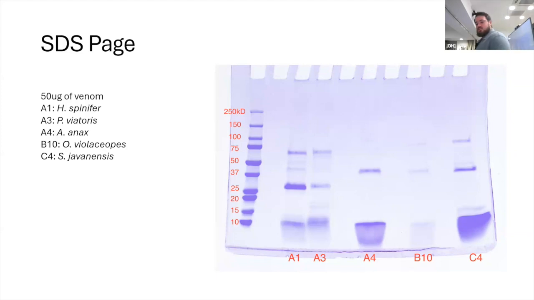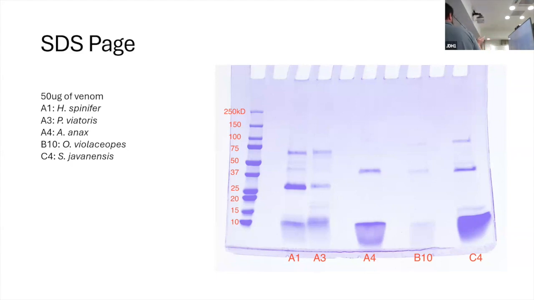First of all, we want to try and profile the venom. So initially just an SDS-PAGE. You've got A4 and B10, which are annex and violaceps. They're the main ones I'm going to talk to you about today. They are predominantly low molecular weight. So you've got a load of peptides around the 10 kilodalton and below range, and then a little bit around the 37 to 40 kilodaltons. Other than that, there's nothing else there.